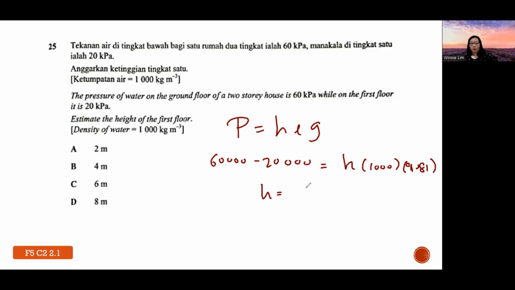So you rearrange, you will have 40,000 divided by 9810, and hence you get about 4.077 meter. So the answer which is closer is B.